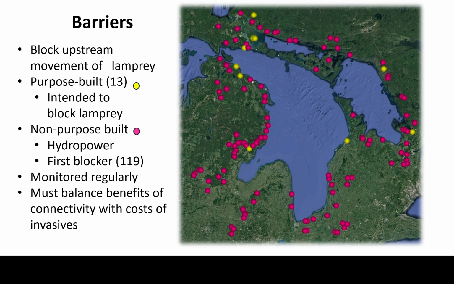So without barriers, we would not have effective sea lamprey control. There's just not enough time, not enough people, just basically not enough resources to treat all of the streams that would require them.